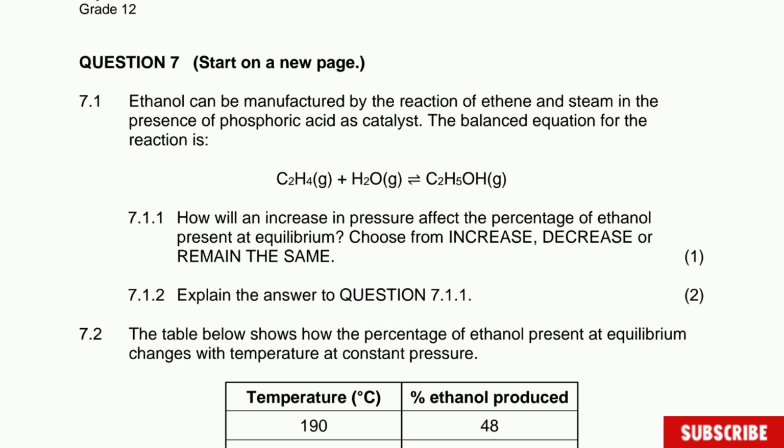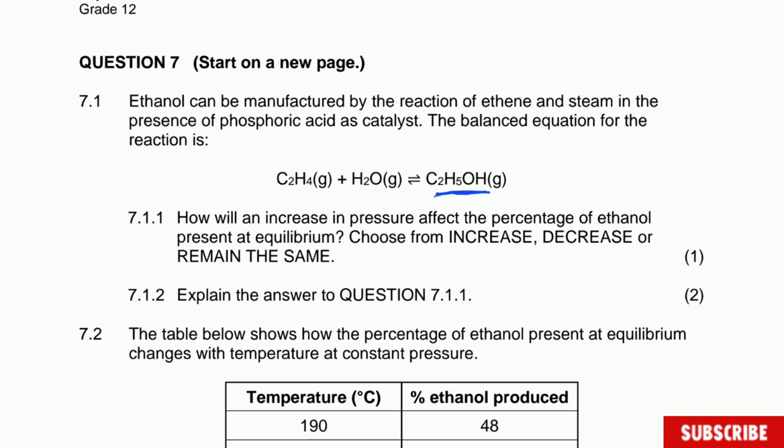How will an increase in pressure affect the amount of ethanol present at equilibrium? Choose increase, decrease, or remain the same. So here is the substance, and ethanol is right here. They want to know what happens to the amount of ethanol when you increase pressure.